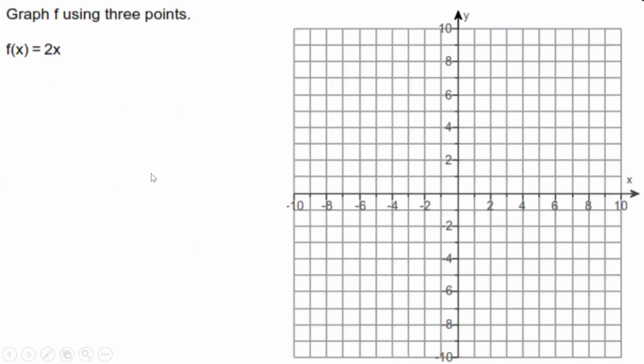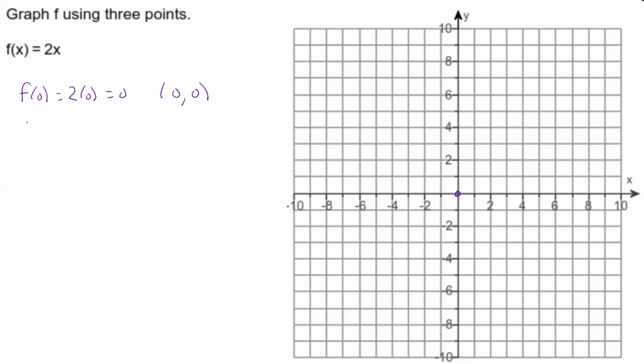All right, let's go to the next one. Graph using 3 points. All right, so it doesn't matter which 3 points we're going to use. We're just going to pick 3 points. And so let's pick, maybe one on the left side, one on the right side, and then zero. So f of 0 is going to be our first one. So that's going to be 2 times 0. So that's 0. So that's a point 0, 0. So that's going to be our 1 point.